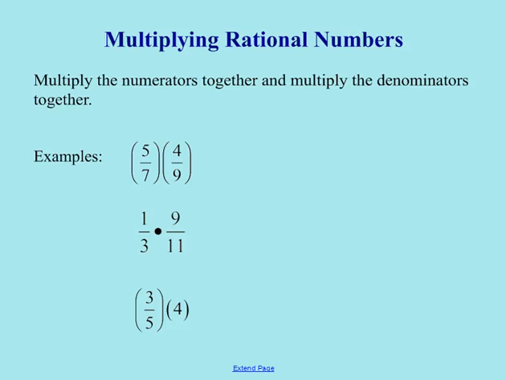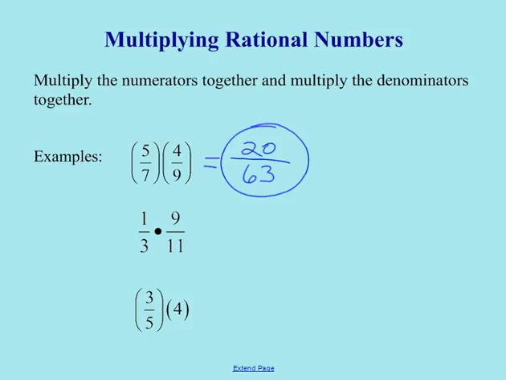All right, next we're going to talk about multiplying the rational numbers, multiplying the fractions together. This is quite simple. You simply multiply the numerators together and multiply the denominators together. So here we go. 5/7 times 4/9. We multiply the numerators. That's 5 times 4. That gives us 20. Multiply the denominators. 7 times 9 is 63. Now, of course, we try to reduce when at all possible. And in this case, it does not look like there are any common divisors of 20 and 63. So there's our answer.